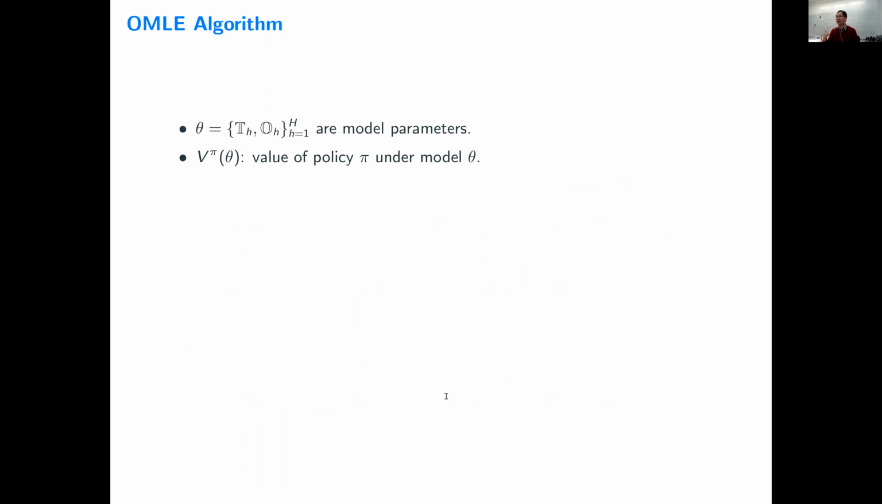Okay, so what is the algorithm? To introduce the algorithm, let's first introduce a bit of the notation. We will use theta to denote the model parameters. Remember, in the POMDP, the most important model parameters are two things. One is T, which is the transition probability. The second one is O, that is the emission probability. And we have transition and emission at each step. So we collectively call all the parameters theta, the model parameter. And then we use the notation V pi of theta to denote the value of policy pi if my true model is specified by parameter theta. Okay, so those are the two notations.